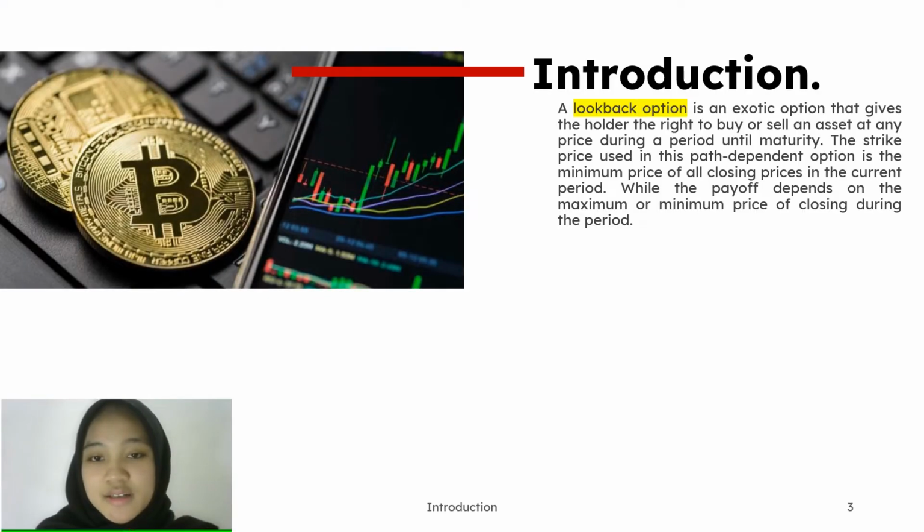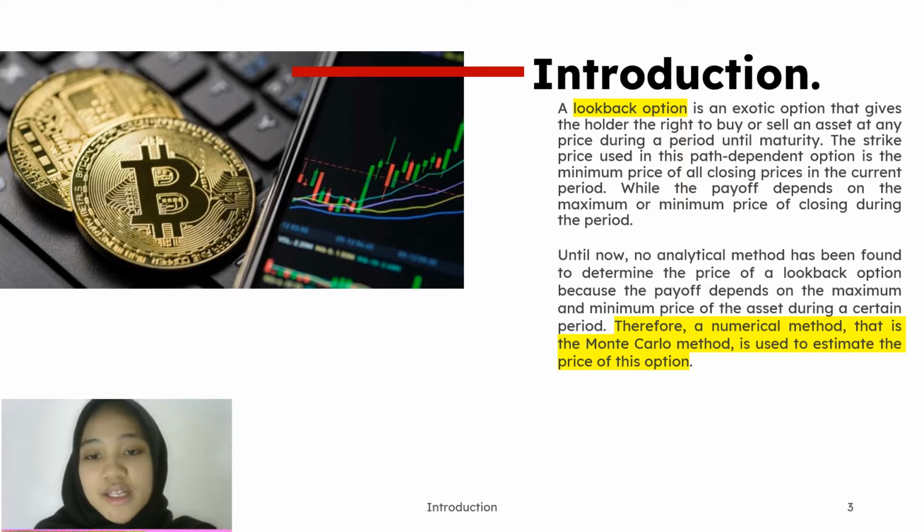Introduction. A look-back option is an exotic option that gives the holder the right to buy or sell an asset at any price during a period until maturity. Using this option, a trader can exploit or hedge extreme movements in the underlying asset price. Look-back options can also help investors in reducing exposure to high volatility arising from extreme events such as geopolitical developments, pandemics such as COVID-19, or natural disaster.